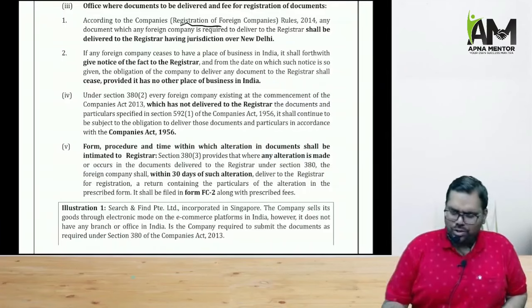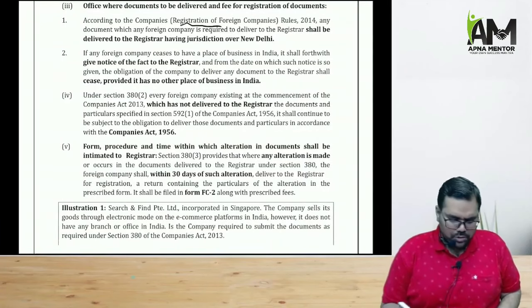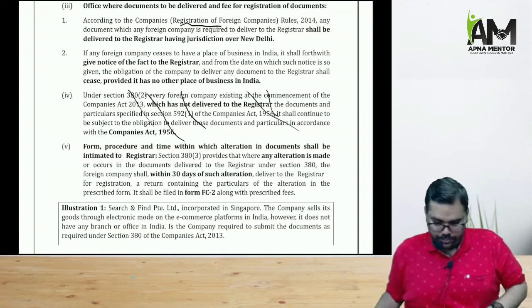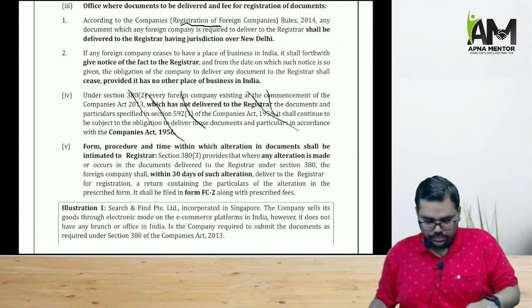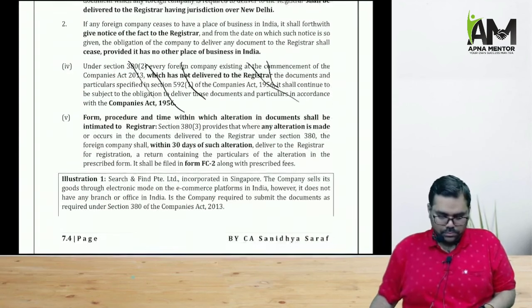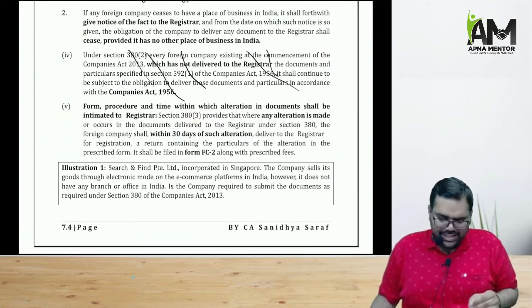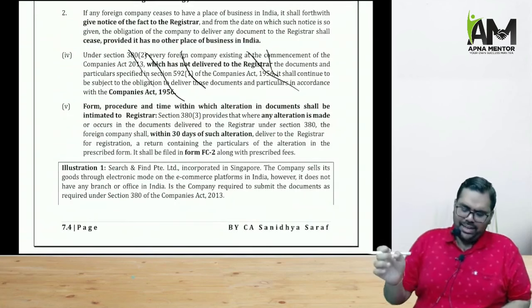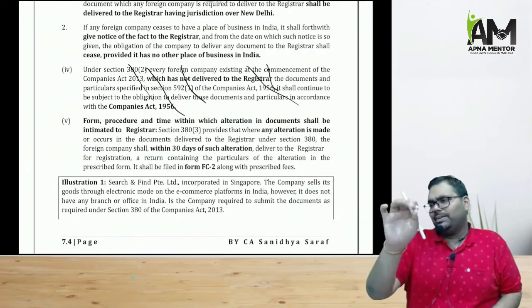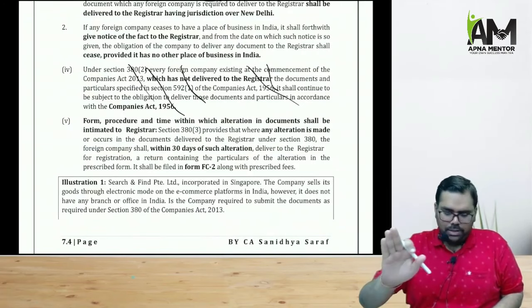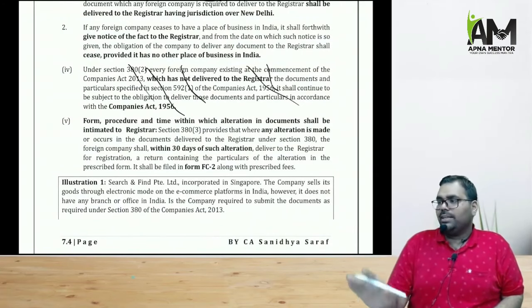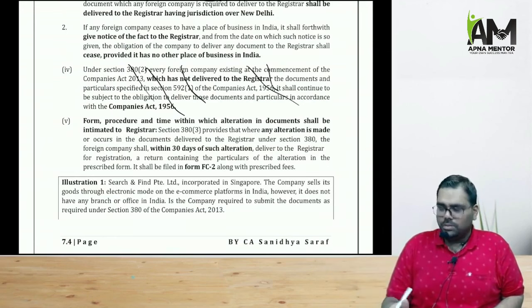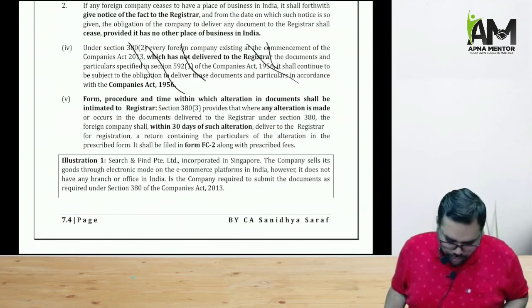The next point is not so relevant. You can strike it off also. It is just saying that if the foreign company came into India and they had not filed the documents as per the 1956 Act, no problem at all. Now you can continue filing the documents required under the Companies Act 2013. So no need, you can just strike this off.